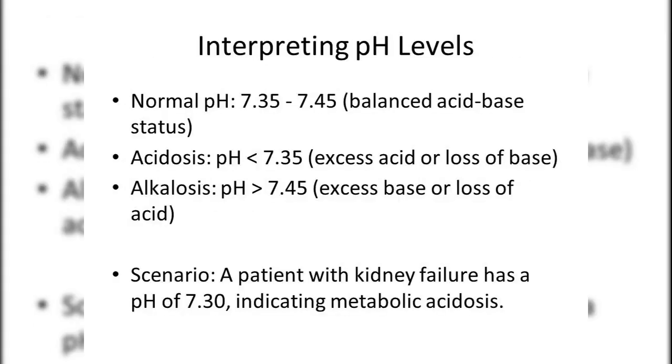Interpreting pH levels is fundamental. A normal pH ranges from 7.35 to 7.45. Values below 7.35 indicate acidosis, while values above 7.45 suggest alkalosis. For instance, a patient with kidney failure and a pH of 7.30 is experiencing metabolic acidosis.